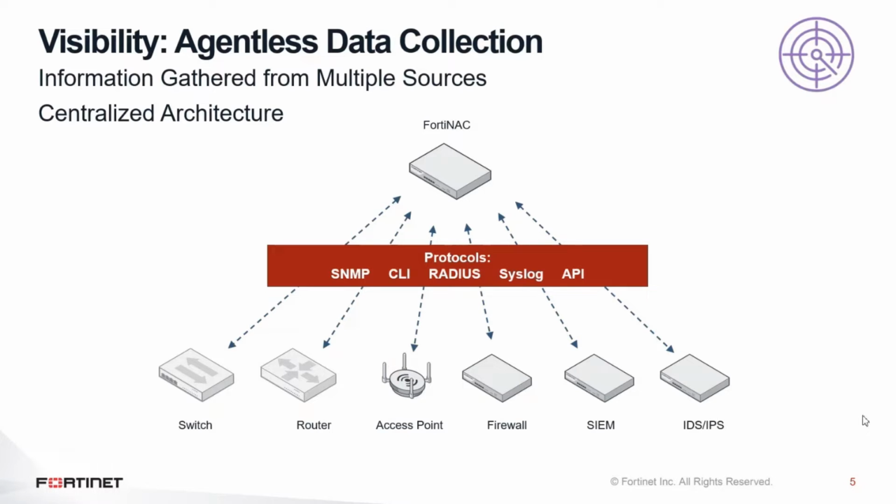Also, in terms of data collection, data is collected and gathered from multiple sources on the network using a variety of methods like the SNMP protocol, the CLI, RADIUS, syslog, API, and DHCP fingerprints. All these protocols can be used to achieve a detailed end-to-end visibility necessary to create a truly secure environment.